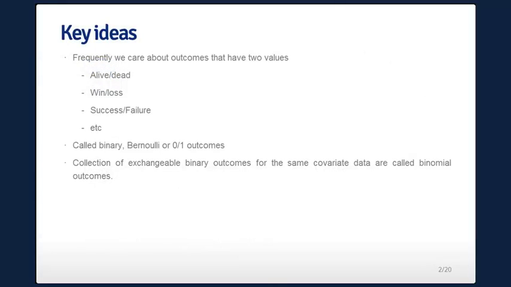Frequently, we care about outcomes that have two values. For example, if we're doing survival analysis, we're interested in alive versus dead, win versus loss, success versus failure, etc. And these are called binary, Bernoulli, or 0-1 outcomes.